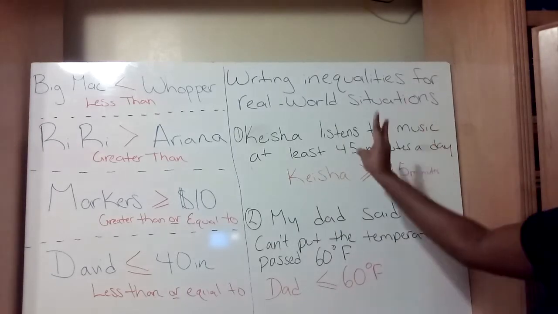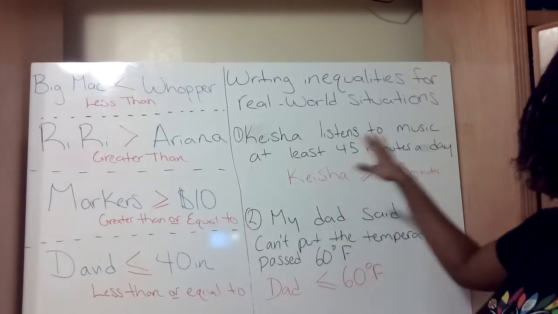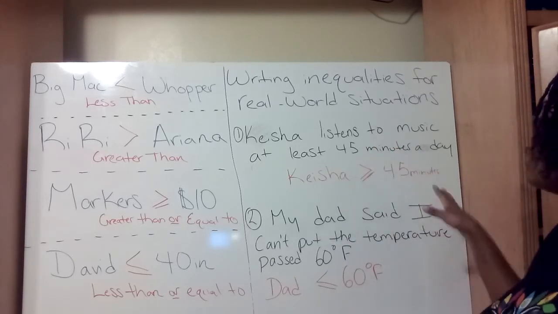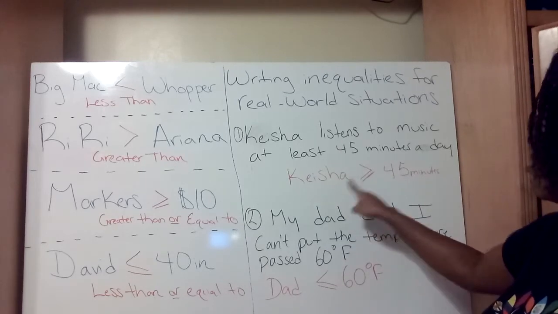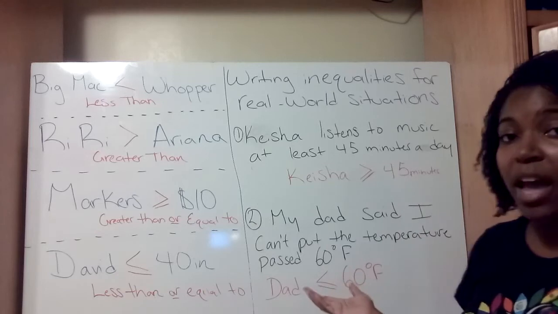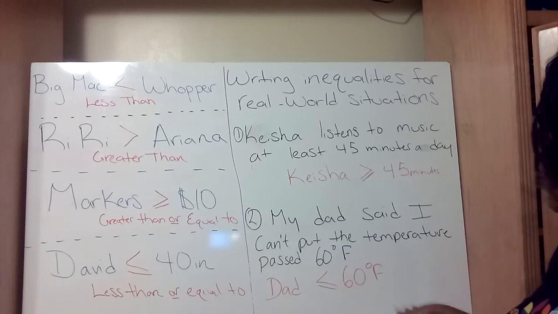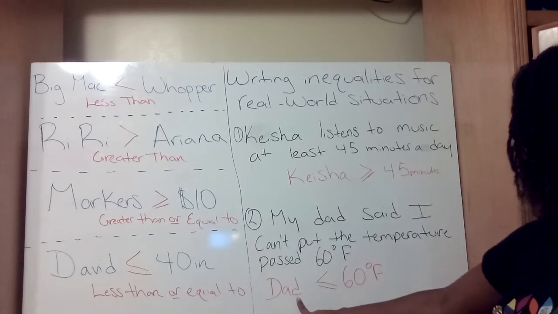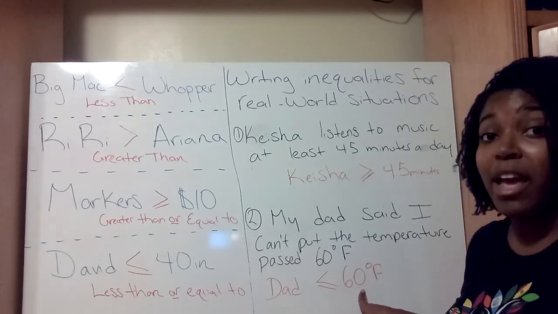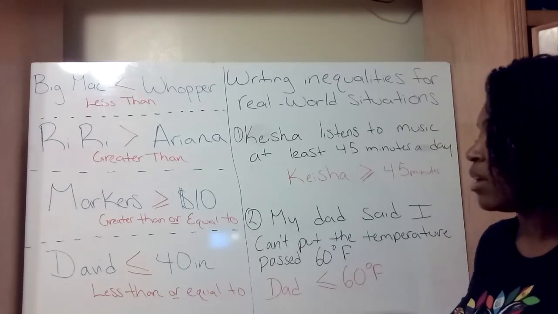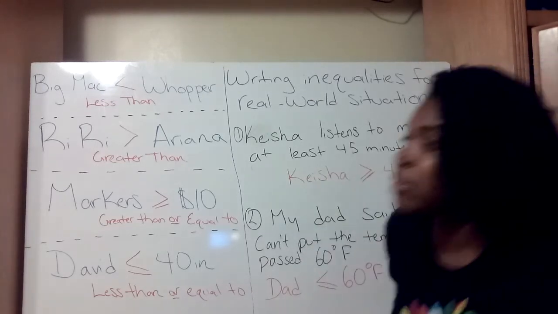Recapping some of the examples that I may have modified a bit, to be honest, from Alex. Keisha listens to music for at least 45 minutes a day. So at the bare minimum, it's 45 minutes. So Keisha's music time is greater than or equal to 45 minutes a day. And my dad said I can't put the temperature past 60 degrees Fahrenheit. Dad's temperature is less than or equal to 60 degrees, but it certainly won't be more than that if he has it his way. All right? So I'm going to put up the next board now. Hopefully I can just overlay it.